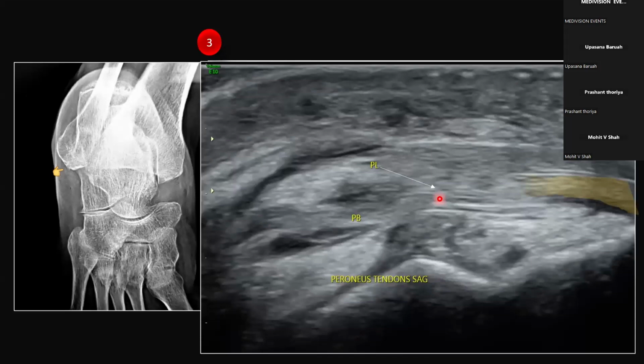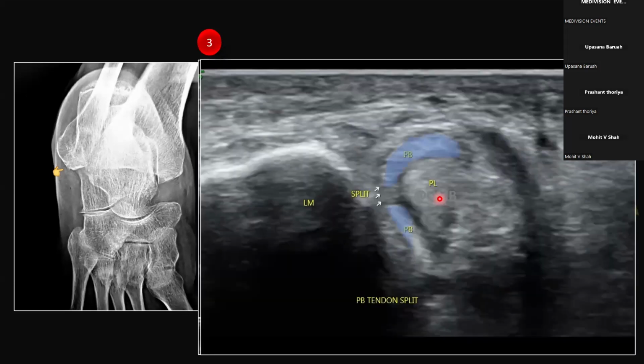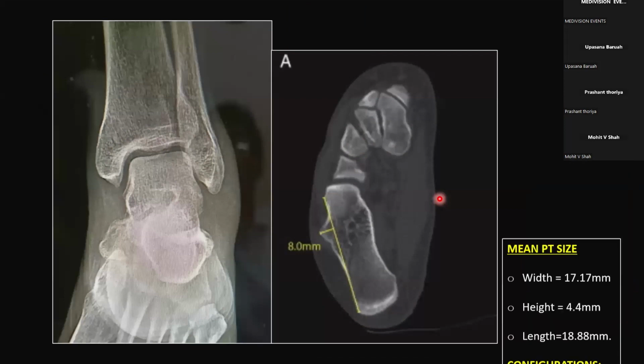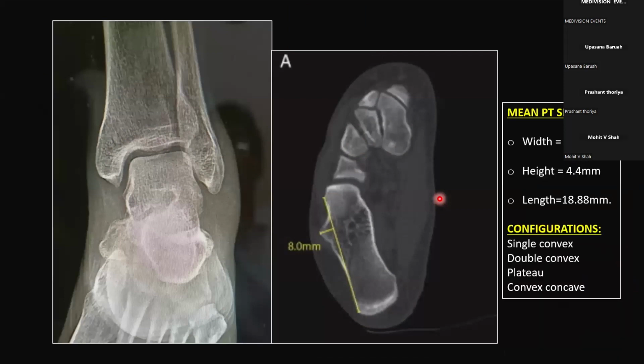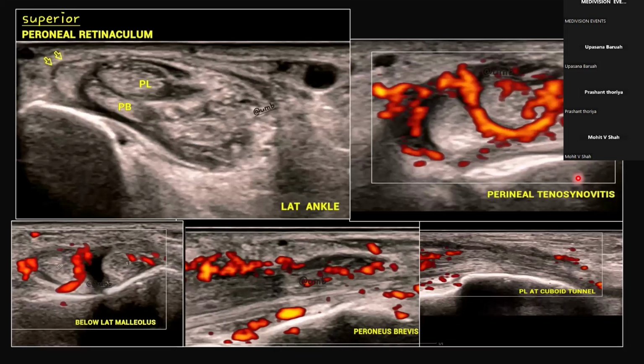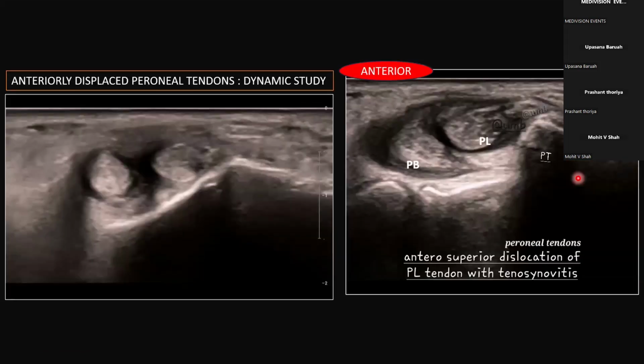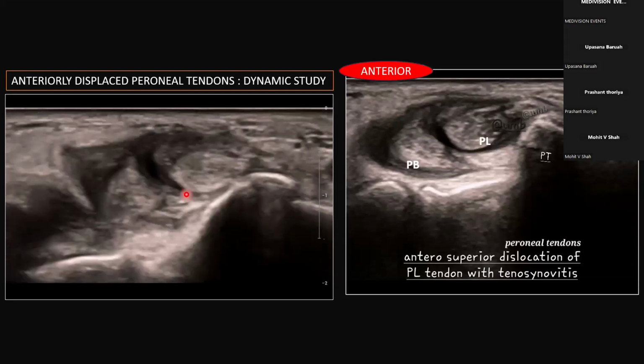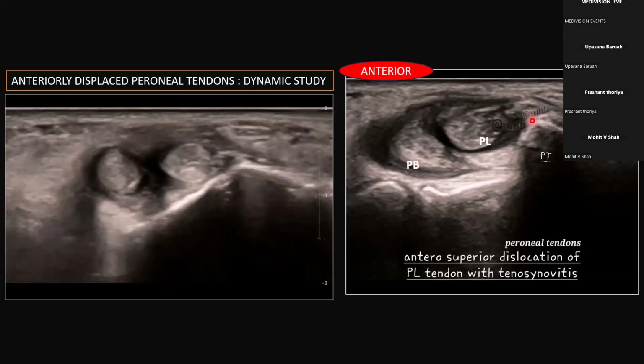So again, there is splitting of the peroneus brevis tendon, causing chronic internal injury to the tendons, and its height is about 7, and the normal height should not be more than 4 to 4.4. And there is tenosynovitis of the tendon, and at the level of the peroneal tubercle, we can see both the tendons are dislocated anteriorly. The peroneus longus is also seen anterior to the tubercle, and there is tenosynovitis, and there is disruption of the inferior peroneal retinaculum, which attaches to this tubercle.